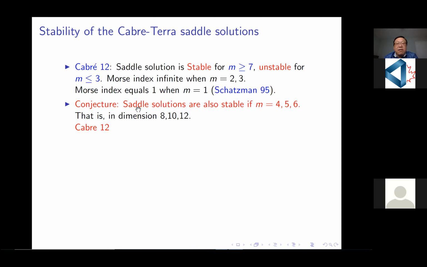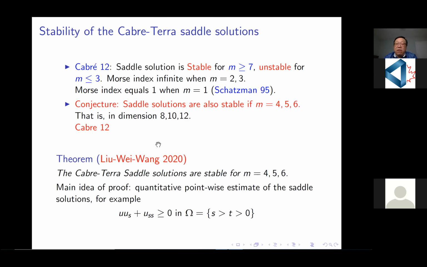In this paper, they conjectured that the saddle solution is also stable in the remaining 3 dimensions, 8, 10, and 12. And this was solved by us, with Yong Liu and Kelei Wang. We proved that the Cabré-Terra solutions are stable in the remaining dimensions. So this gives a complete classification of the stability of the saddle solutions in all dimensions.